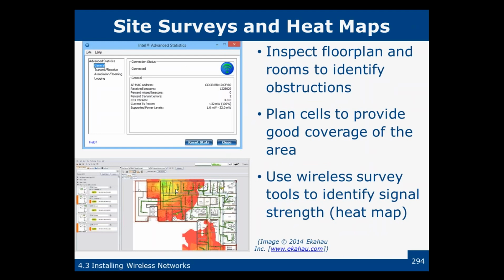Site surveys and heat maps. The heat map is a map of the intensity of the wireless signals. These are always good things to do.